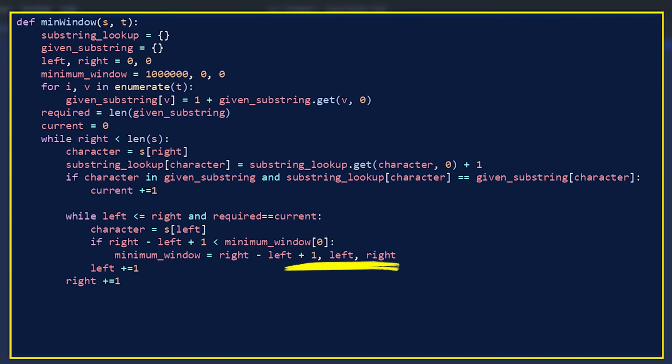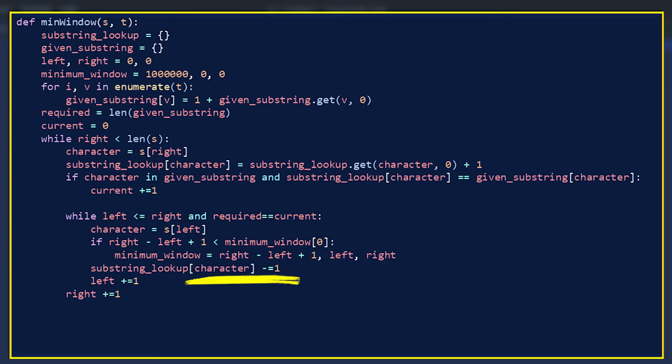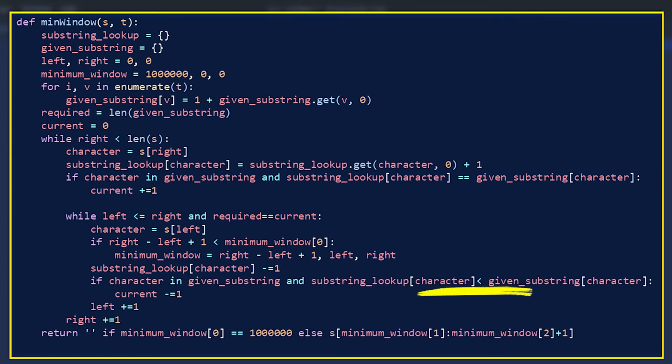And once we have that, to exit the loop, we will reduce the counter of the characters and then compare the value with that of the dictionary of the t string. And during each iteration, increment the left pointer just like we did with the right pointer.